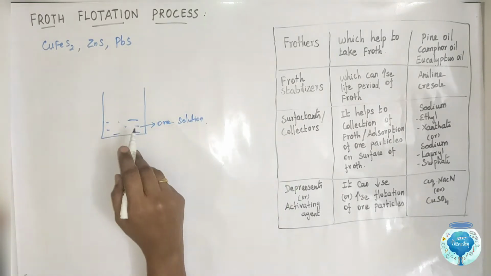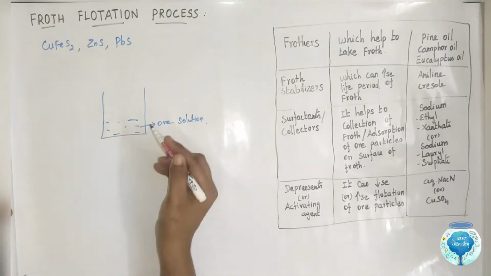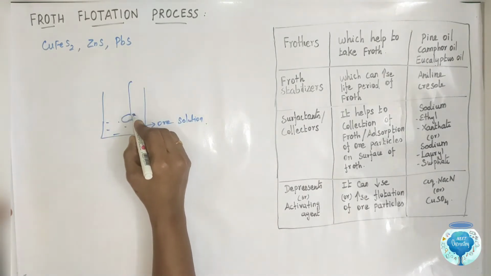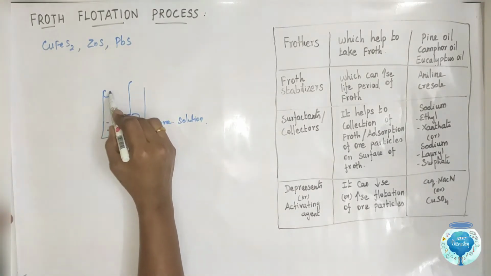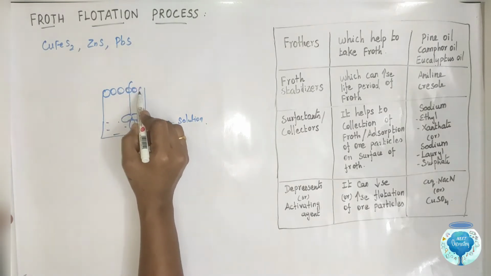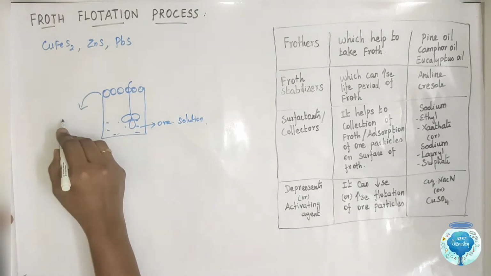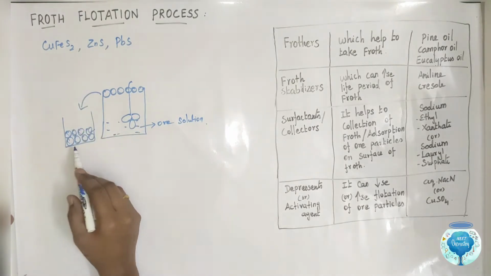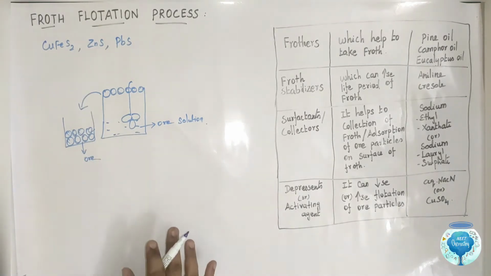This ore solution is added with collectors or surfactants, then stirred using a fan. Stirred with the fan, it forms foams. These foams float on the surface. We collect these foams in another container, drain them under sunlight, and we get the pure ore. This is the froth flotation process.